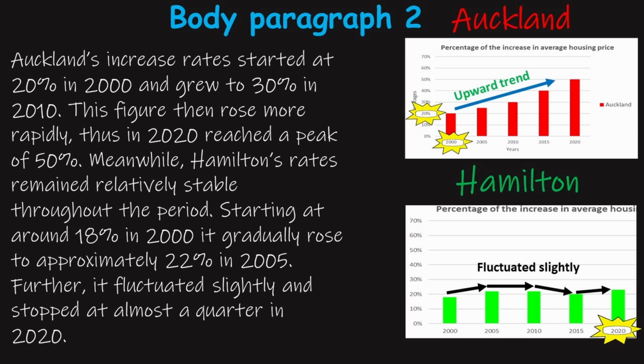Auckland's increase rate started at 20% in 2000 and grew to 30% in 2010. This figure then rose more rapidly. Thus, in 2020 it reached a peak of 50%. Meanwhile, Hamilton's rates remained relatively stable throughout the period. Starting at around 18% in 2000, it gradually rose to approximately 22% in 2005. Further, it fluctuated slightly and stopped at almost a quarter in 2020.